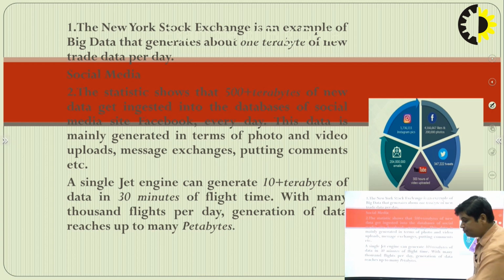You will see here Instagram. This is the data for Instagram: 416667 likes and approximately 2 lakh photos are uploaded within 1 minute. This is the data of 60 seconds. Tweets: 347222 tweets within 60 seconds. So, you will see the amount of data is generated exponentially.